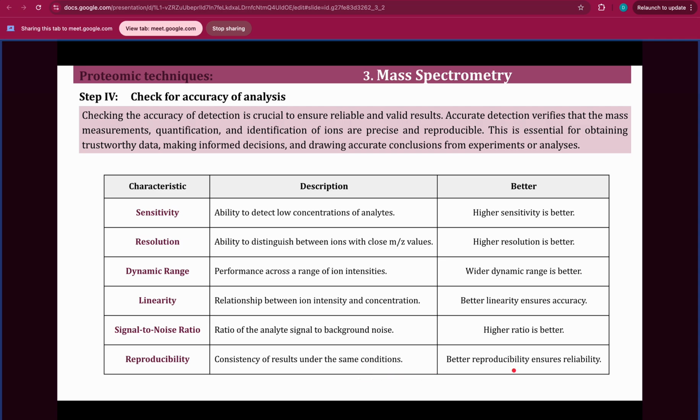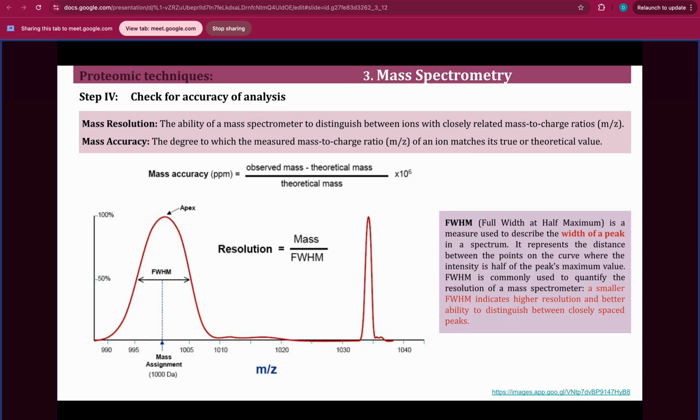So if better reproducibility is there, that means your results are better. These are certain measures, and this is what we want after analyzing. If these criteria are fulfilled, it means the analysis is done correctly and we can rely on that analysis. I have given the formula for the mass accuracy, which is in the form of parts per million. So how do we check whether our analysis is correct or not?